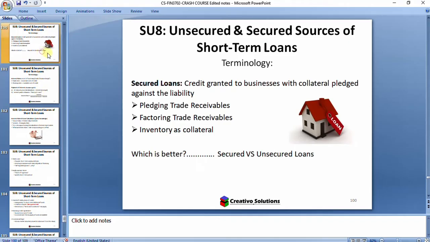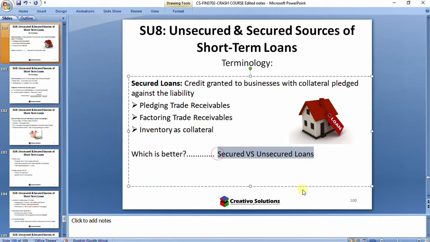Secured loans always have better interest rates. Unsecured loans have higher interest rates. Why? Because there's no collateral. If you have a home loan maybe, or car finance, the interest rates on that car finance or home loan will be a lot less than if you have a credit card or an overdraft. Make sense? Yes. Okay.